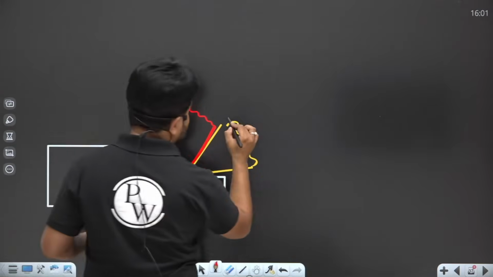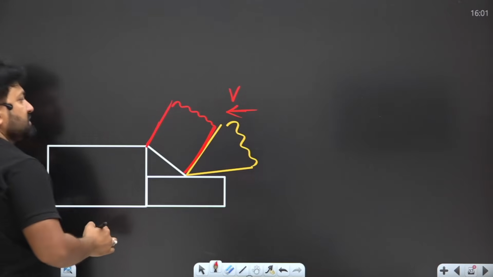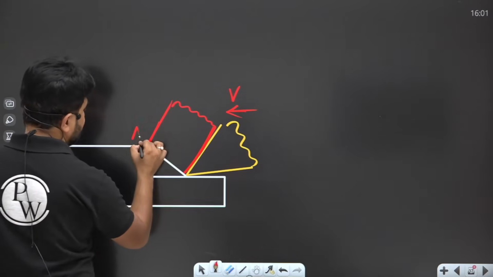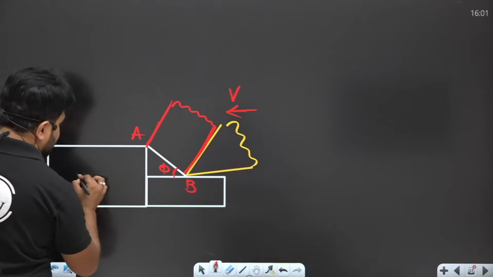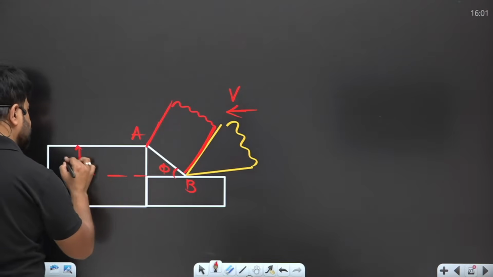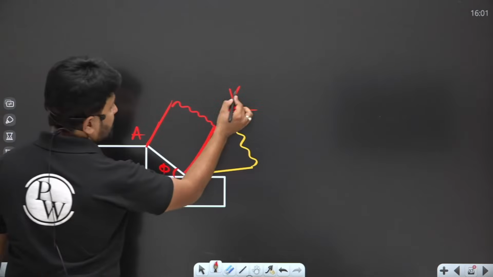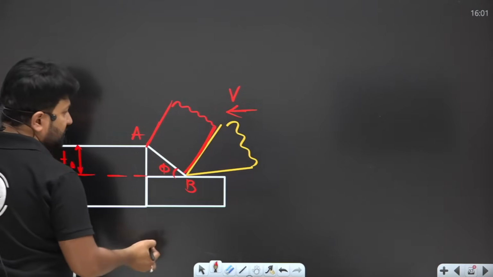Now, suppose the tool is coming with a cutting velocity V that is horizontal to the machined surface. This is the shear plane, AB is the shear plane. It makes an angle phi, and this is T0, that is the uncut chip thickness, and it is equal to D. Now, this is V, the cutting velocity.